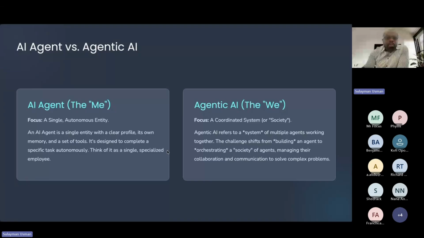Now, how do we solve a particular problem? How do we work together to solve a particular problem using different agents? That's where agentic AI, or multi-agent, comes in. Some people call it multi-agent, but the lingo now is agentic AI. That's what most people use.